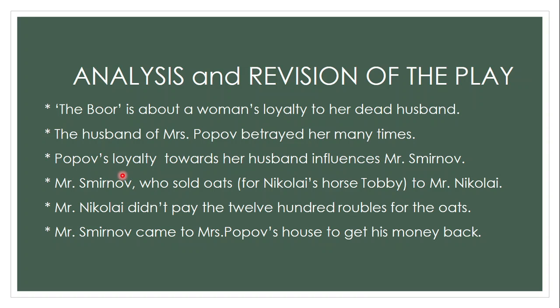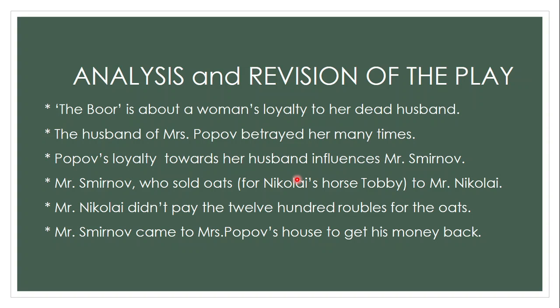Mrs. Popov's loyalty towards her husband influences Mr. Smirnov, because for the dead person she was showing such a love. He thought, if I live for her, then how could she love me? This is what he expected. Maybe Mr. Smirnov sold oats for Nikolai's horse Toby to Mr. Nikolai, right? So that is a connection.